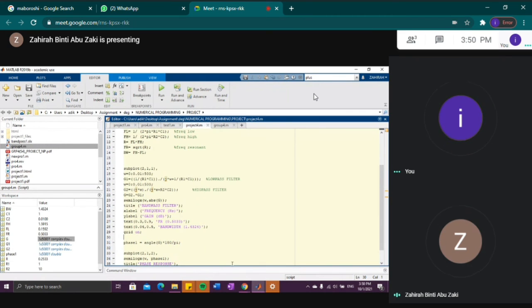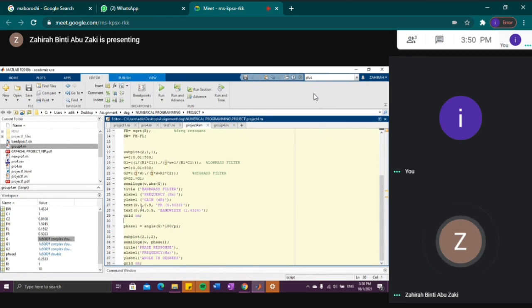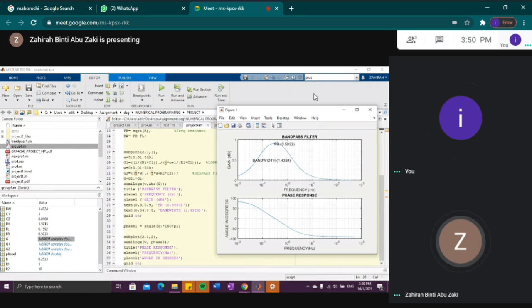Next is subplot. We have two subplots here, which are the graphs that will be shown in the display. So subplot 211 and 212 means that 211 is the bandpass. So the bandpass has to be the first graph, and 212 means the phase response will be the graph below the bandpass filter. W here means the value for the x-axis. G1 is the low pass filter.